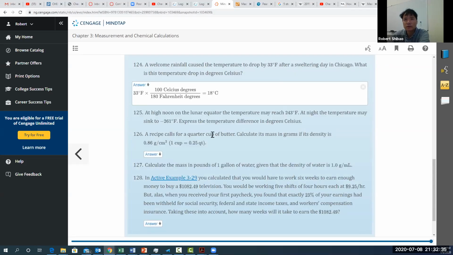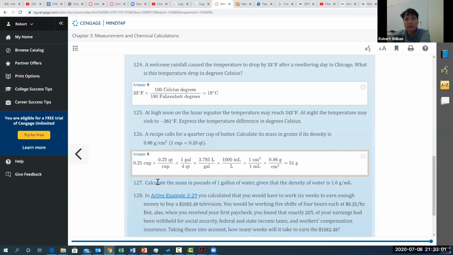A recipe calls for a quarter cup of butter. Calculate its mass in grams if its density is 0.86. So here we're given the density and we've got a quarter cup. So if we got a quarter cup, there are four cups in a quart. So we shouldn't need to be given this, you know. Or four cups in a quart.